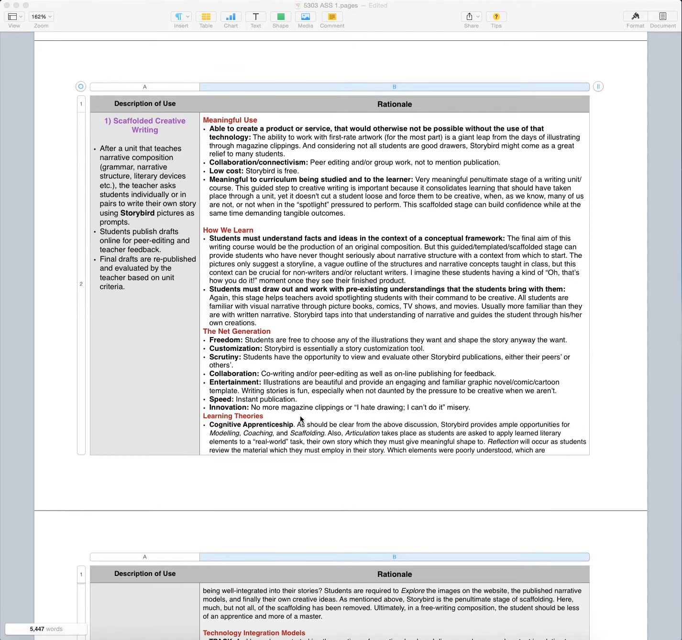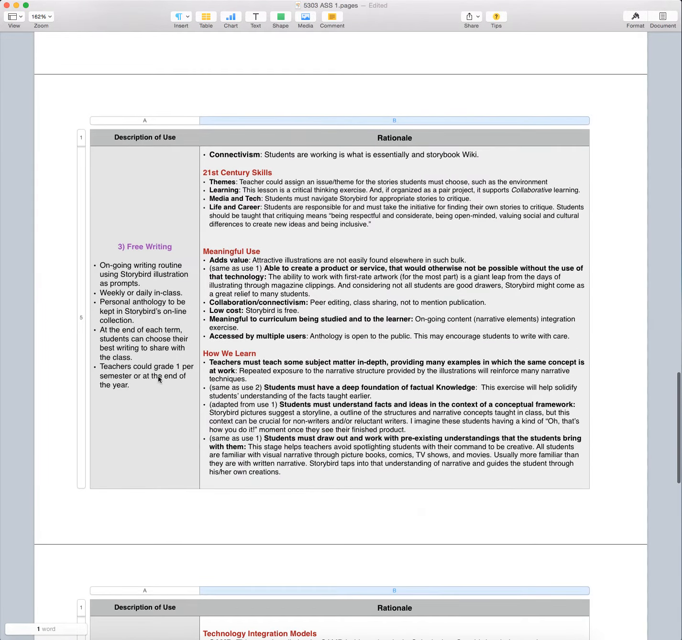There's lots of different things you can do with this. It fits the net generation criteria perfectly. It's web-based. It's creative. There's collaboration. You can have co-writers. You can invite them in. There's freedom to choose anything they want to do. And in terms of cognitive apprenticeship, it is scaffolded and coached, which is really quite nice. And there's lots of models online for them to read as well.